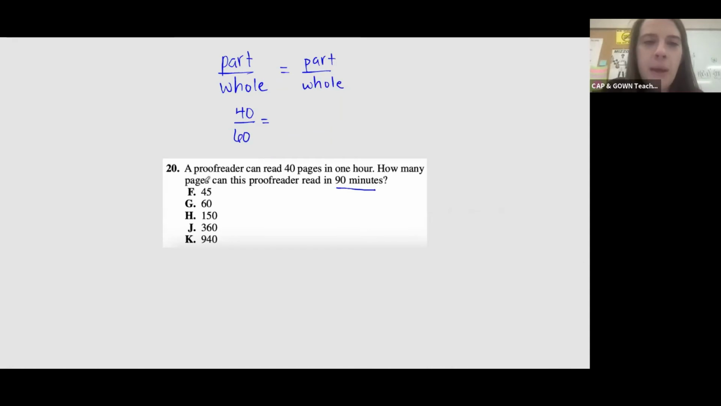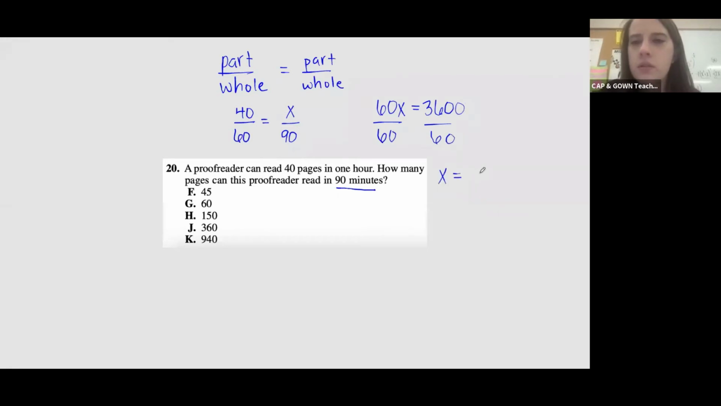So then how many pages can this proofreader read in 90 minutes? I don't know what the part is, but I do know out of the whole it's going to come out of 90. So you can cross multiply. 60x equals 3,600. Divide by 60, and x equals 60. So G.